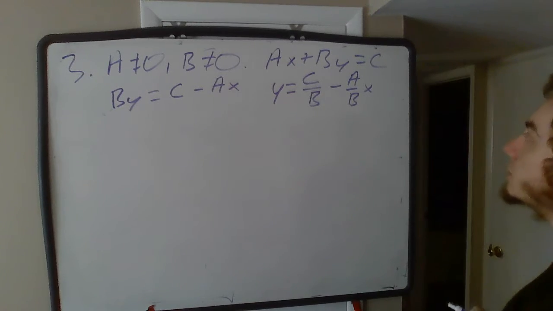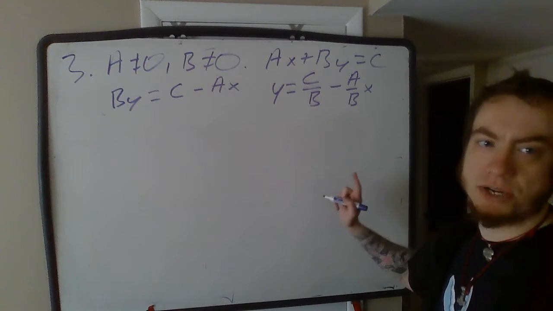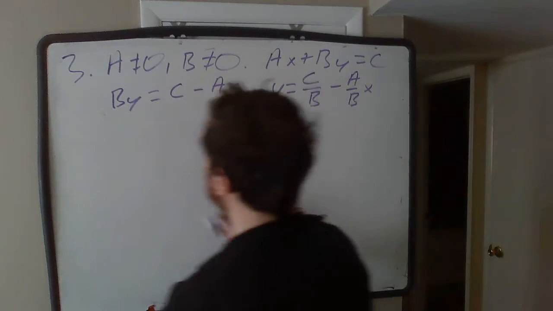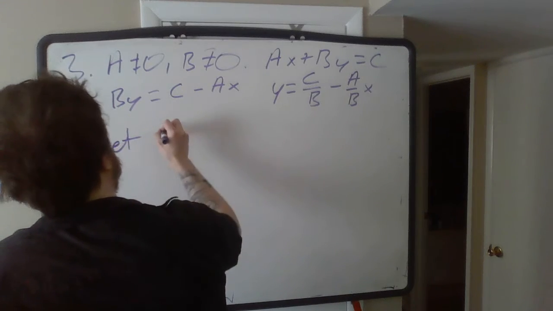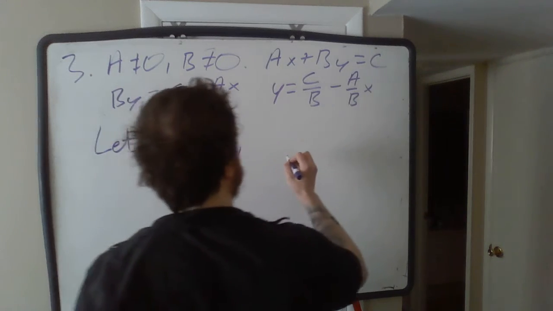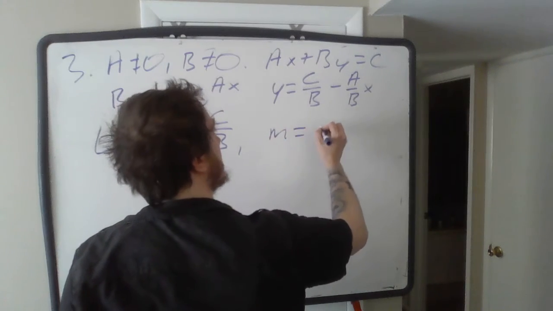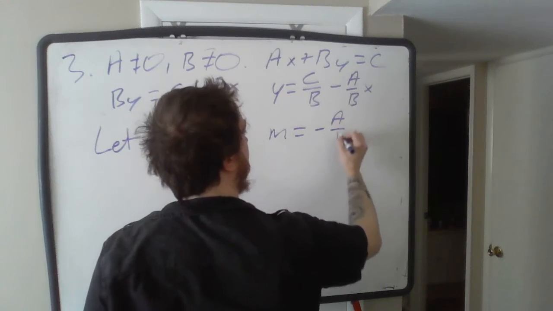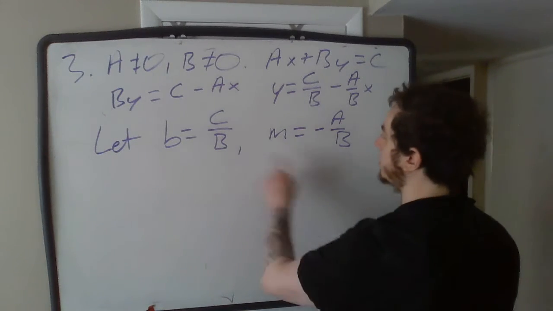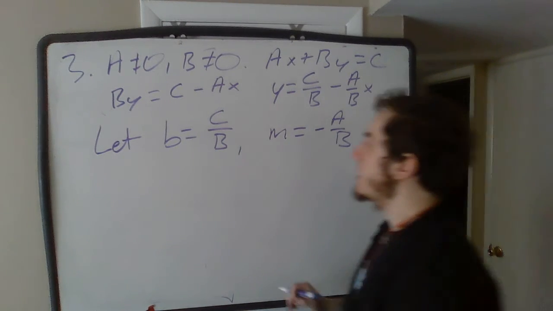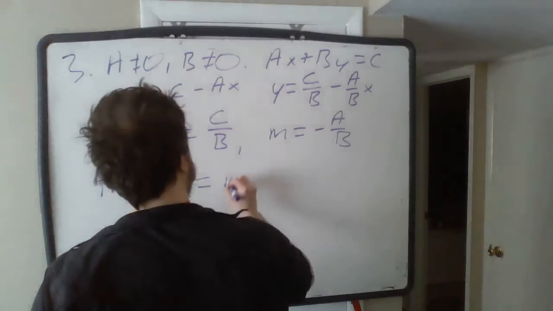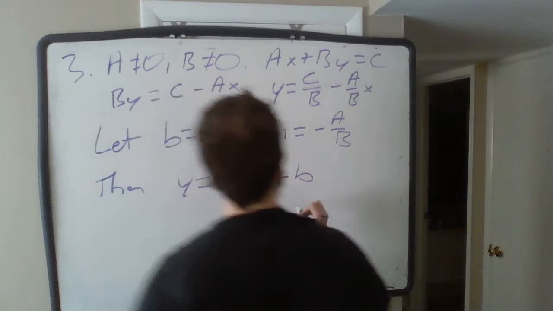And I'm going to do something here to make this a little easier to write. I'm going to come up with some new symbols for these values. Let little b be equal to capital C divided by capital B, and let little m be equal to negative a over b. I'm just coming up with some new symbols to represent what's going on here. Then what I've really found is that y is equal to m times x plus b.